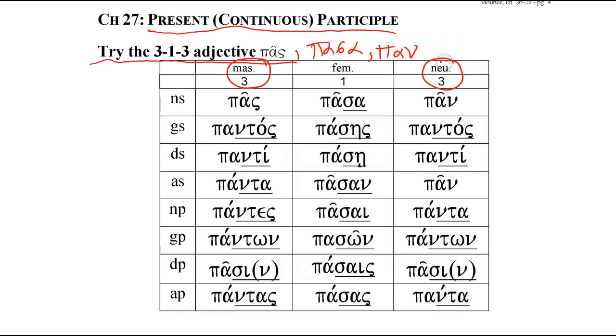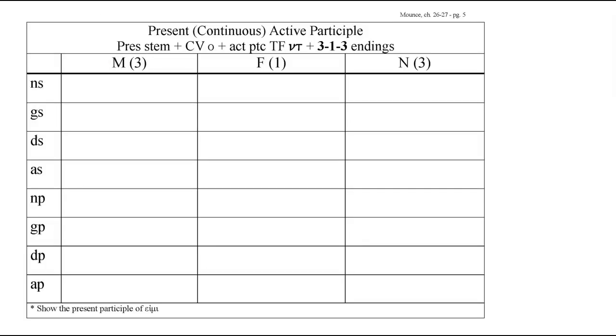The neuter endings use third declension nouns. But the feminine endings use a first declension noun with a different stem. And what we'll find is that the present continuous participle looks very similar to pas, pasa, pan. Now that you had a chance to review, let's go over the forms for the present continuous active participle. So these are the active forms.